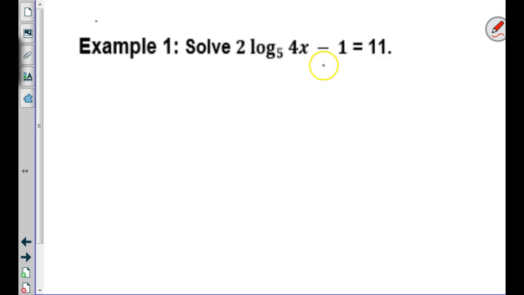This you would have to do what first? By the way, I would like you to write that. Quickly, guys. Algebra steps. What do we do first? Add 1. Then what?